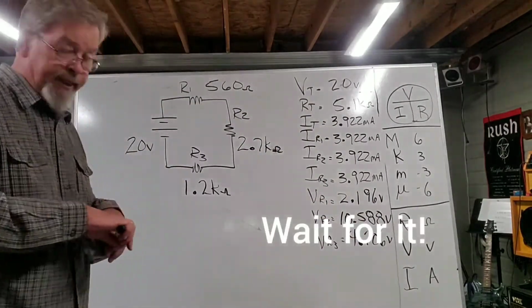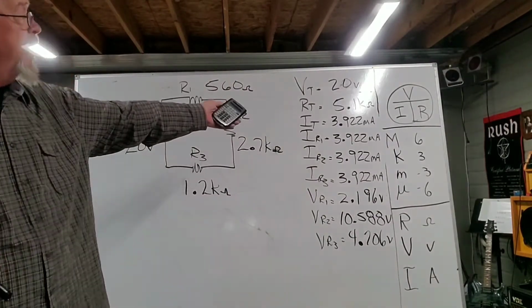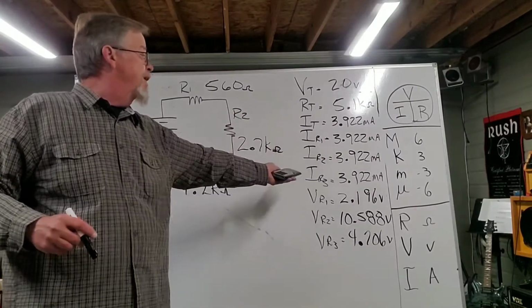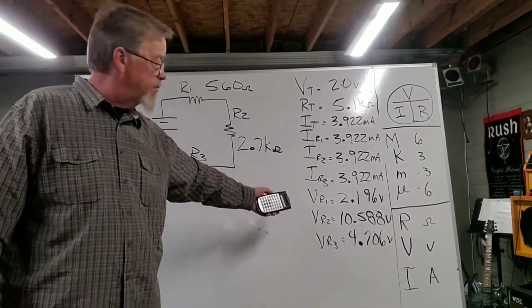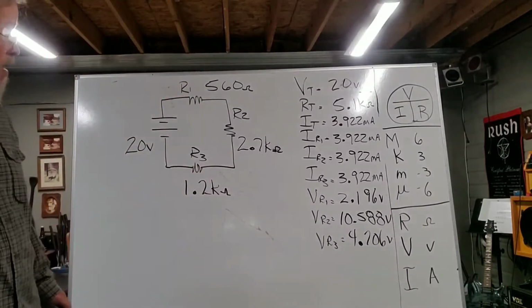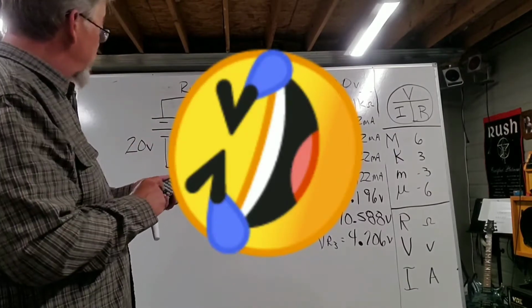All right, did the same thing. Added them up, got my total resistance, took my total voltage, 20 volts, divided by my 5.1K, gave me the total current flow, which I knew is the same, 3.922 milliamps, and then I took that and multiplied it times each individual resistance to get my individual voltages. And when I add this back up, nope, that don't come out right. Let's see here.